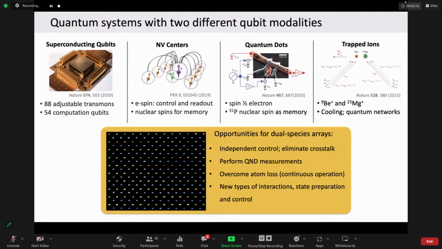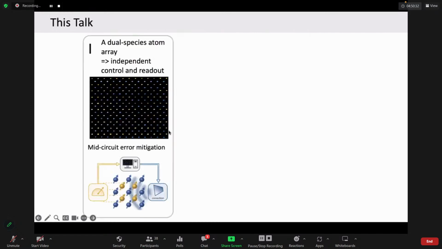And we have ways to reload maybe one species while keeping the other, to overcome atom loss. And I will also show you new types of interactions that you can realize when you excite these two species into a Rydberg state. So that's our starting point. That is our motivation. So in my talk, I will just briefly show you how we do this.